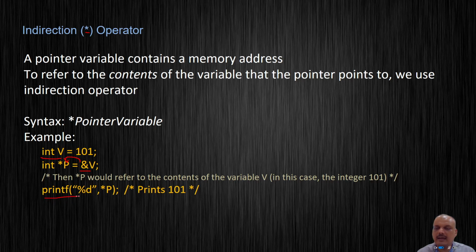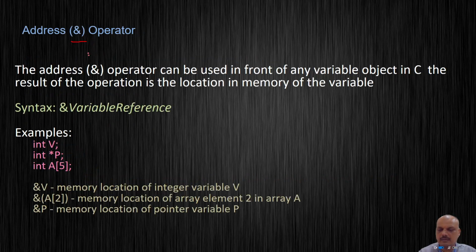Then when I use %d star p with the printf statement, what does come out of this? Star p, what comes out of it? It comes out as the value at p, or the value pointed by p. What is there in p? P basically has the address of v and v has 101, so the value pointed by p is 101. So this prints out 101. So we have the value at operator and then we have the address of operator. Hope these concepts are clear.